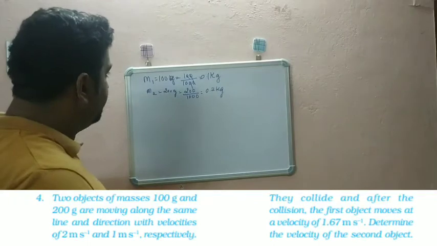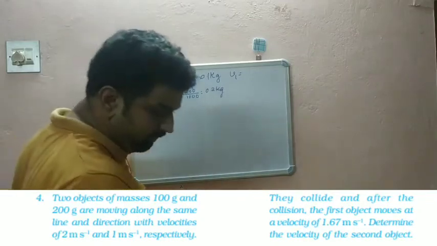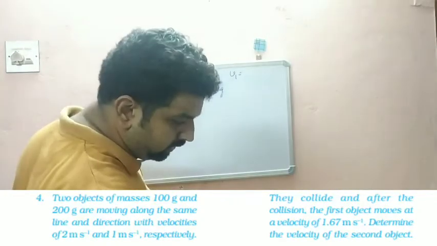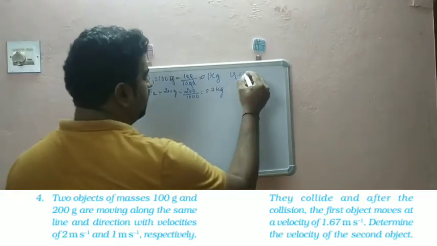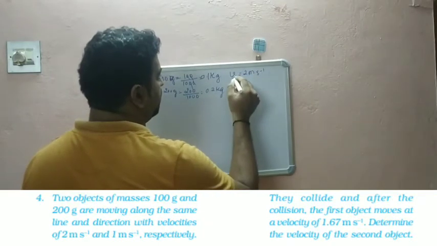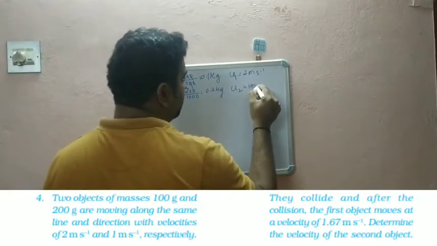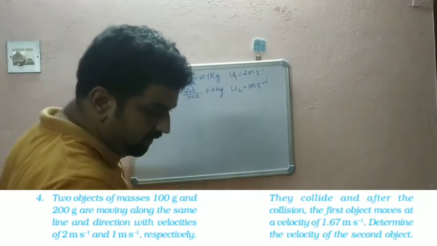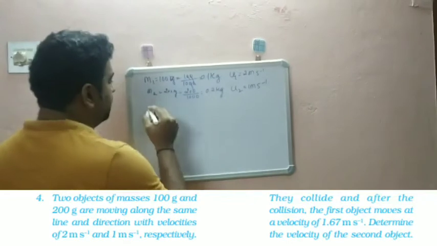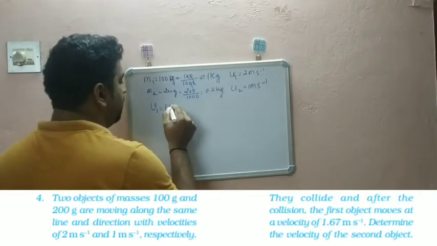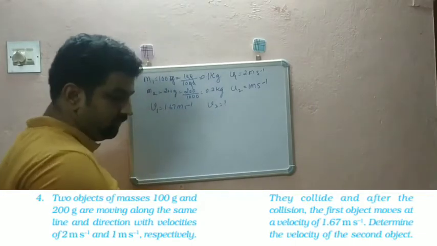Okay, now initial velocity is given. For the first object, M1, it is U1. They are saying it is 2 m/s. Then U2 will be 1 m/s. After the collision, it moves with the velocity they are saying 1.67 m/s. So V1 is equal to 1.67 m/s. V2 is equal to how much is the question.